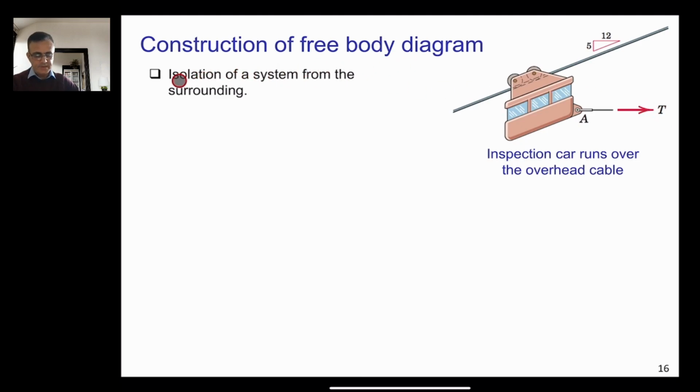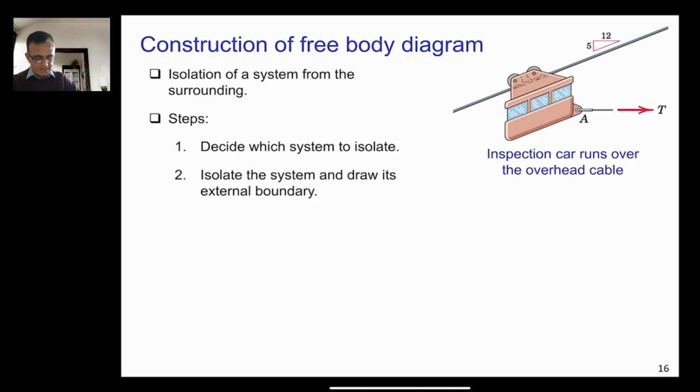The free body diagram means that you have to isolate the system from its surroundings, because if you are interested only in this inspection car, you will want to write the free body diagram for this inspection car only. The steps here are: decide which system to isolate. In this case, you may be interested in the cable, or you may be interested in the inspection car. So assume that we are interested in the inspection car here. We will isolate this system and draw its external boundaries.